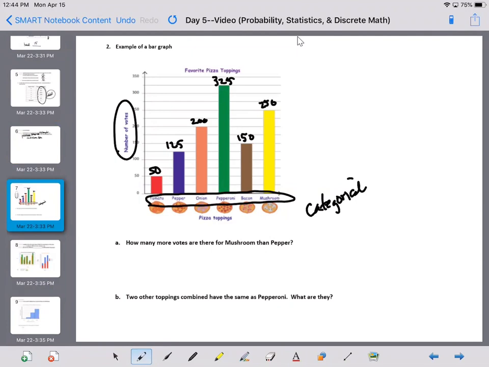So how many more votes are there for mushroom? Well, that's going to be 250, take away pepper, which is 125. So there's 125 more for mushroom than there is pepper.